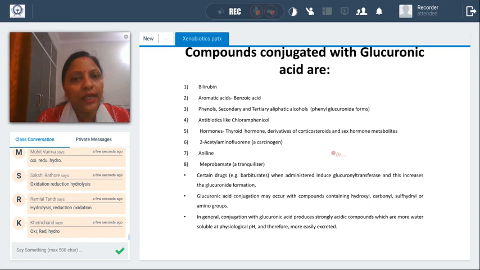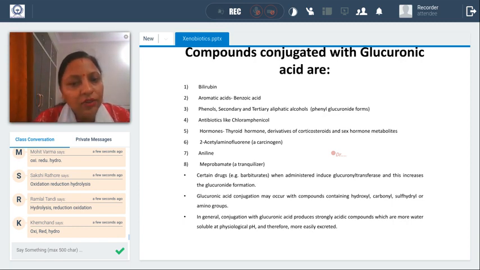Compounds conjugated with glucuronic acids are bilirubin, aromatic acids, benzoic acid, phenol, secondary and tertiary aliphatic alcohols. In this reaction, phenyl glucuronide forms. Then antibiotics like chloramphenicol, hormones, thyroid hormone, derivatives of corticosteroids, and sex hormone metabolites. 2-acetyl aminofluorene, a carcinogen, aniline, then meprobamate, a tranquilizer. Certain drugs like barbiturates, when administered, induce glucuronide transferase, and this increases the glucuronide formation.